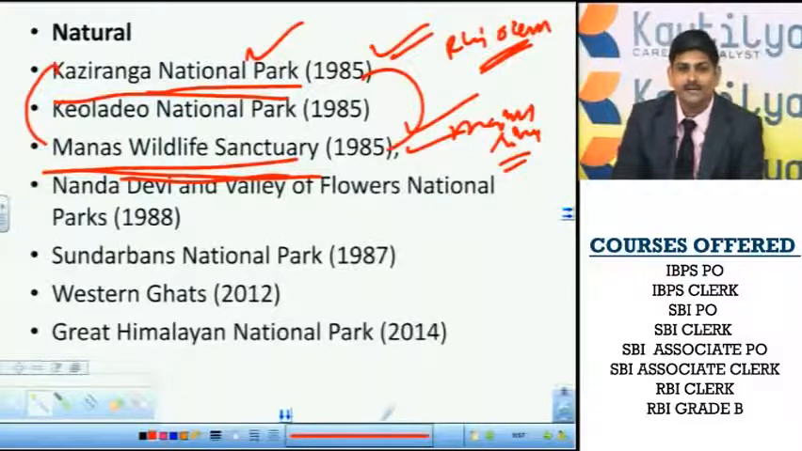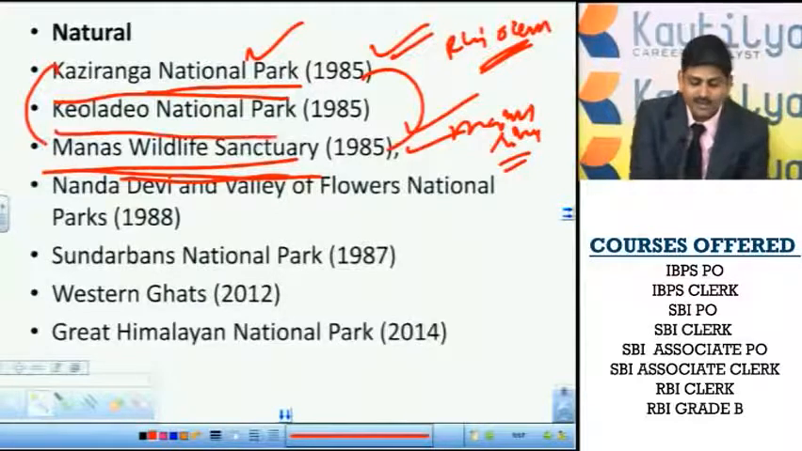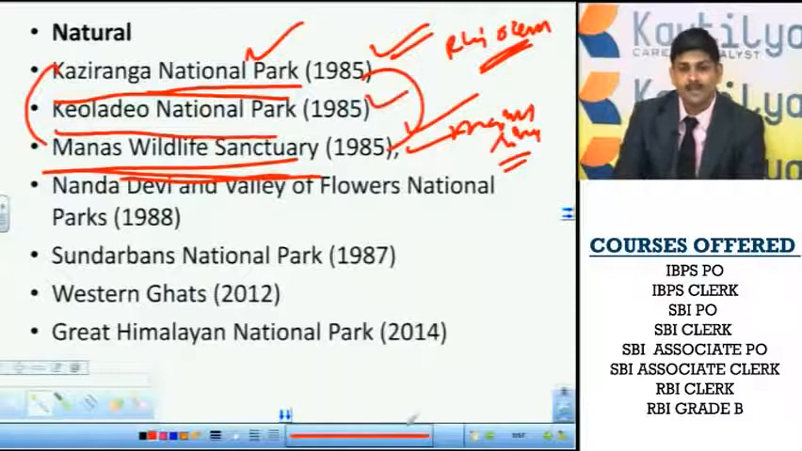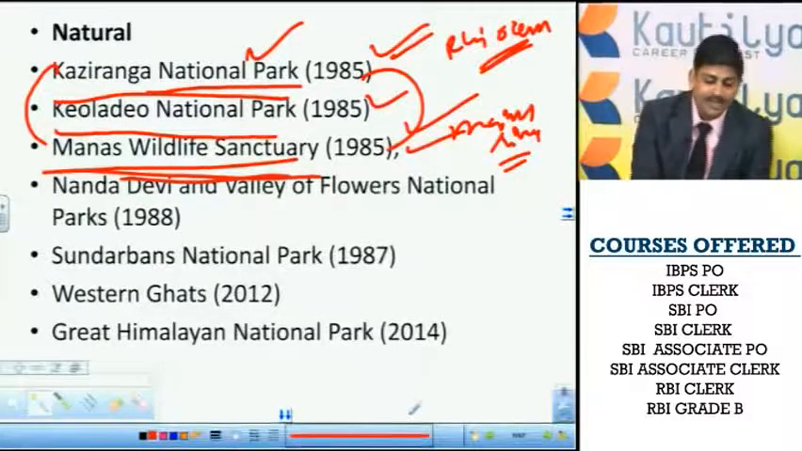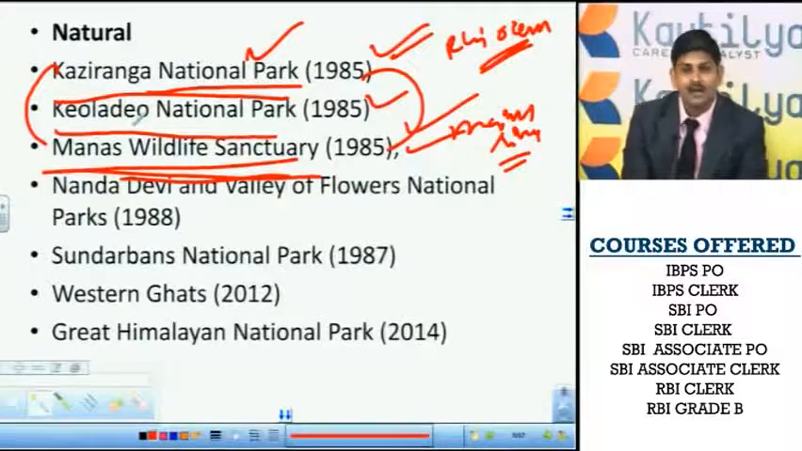back in 1985. Okay, next see this Keoladeo National Park. This is in Rajasthan. Its previous name was Bharatpur Sanctuary. Bharatpur, earlier it was there. Right now it is in Rajasthan.